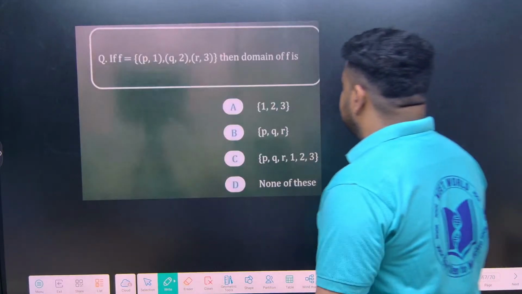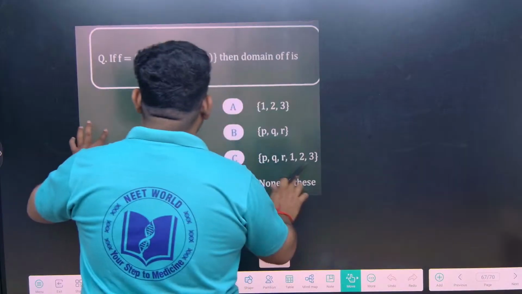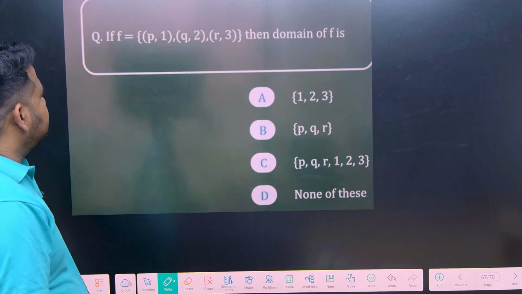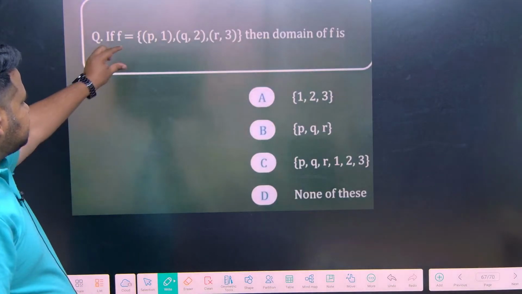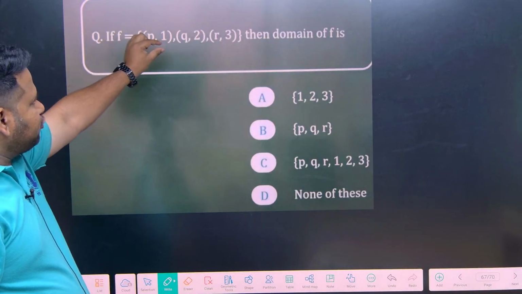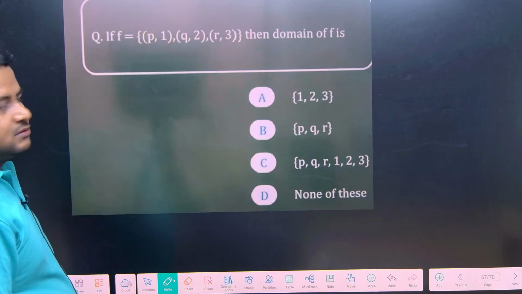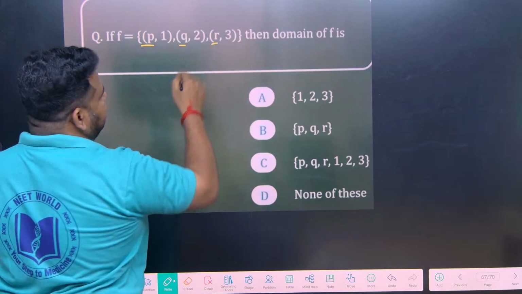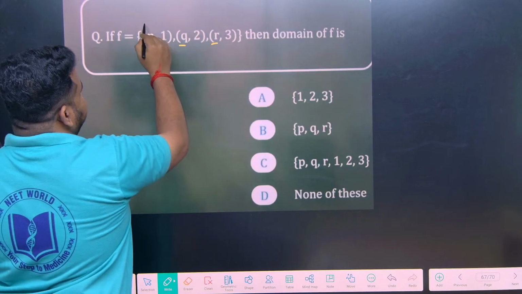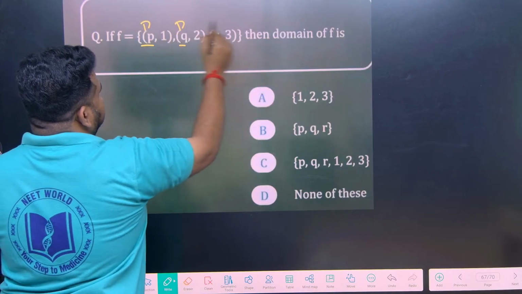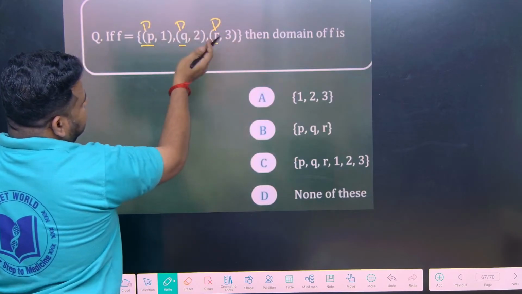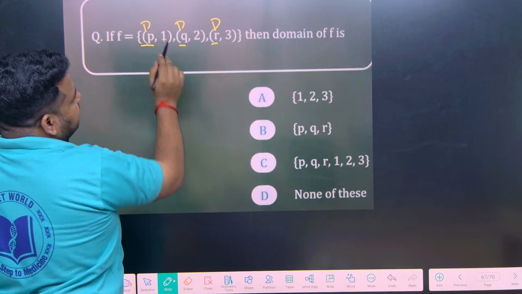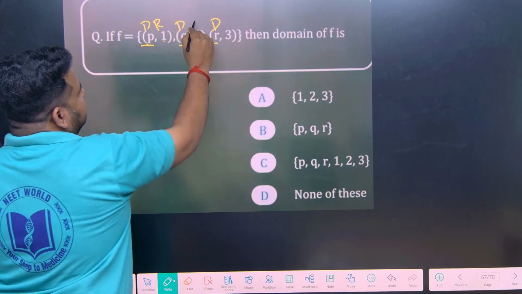Look at this question. If f is a function that is given by the ordered pairs (p, 1), (q, 2), (r, 3), then what is the domain? In the ordered pair, whatever is here, this one, is the domain. This is the input. Whatever we get here is the input. This is the domain, this is the domain, and this is the domain. Whatever we get as the y coordinate is the range. If we take this as the x coordinate, it is the domain. If we take this as the y coordinate, it is the range. This is range, this is range, this is range.